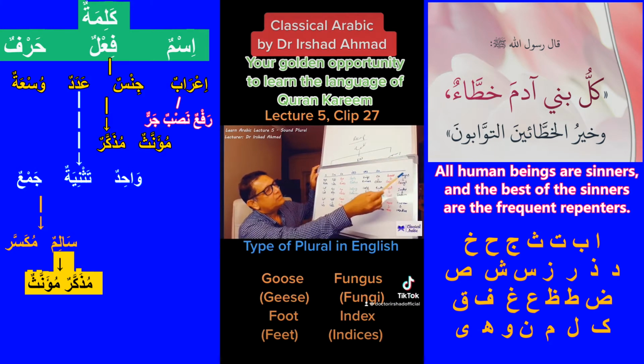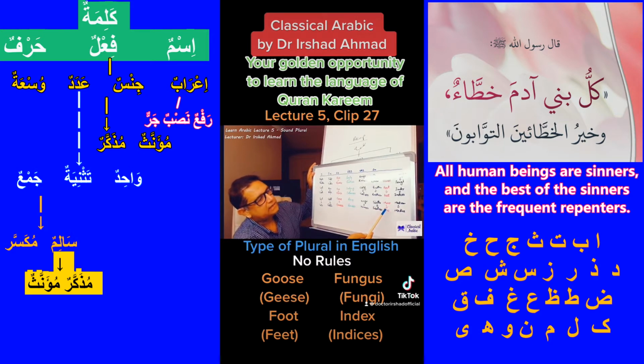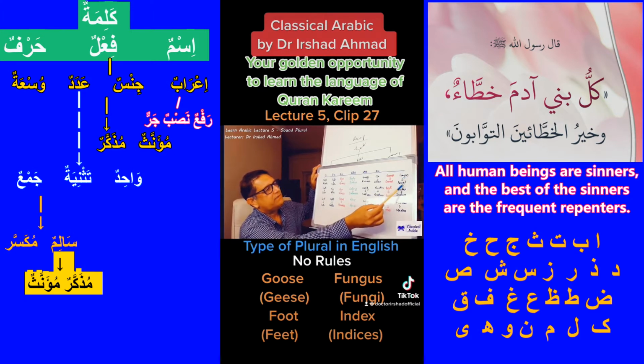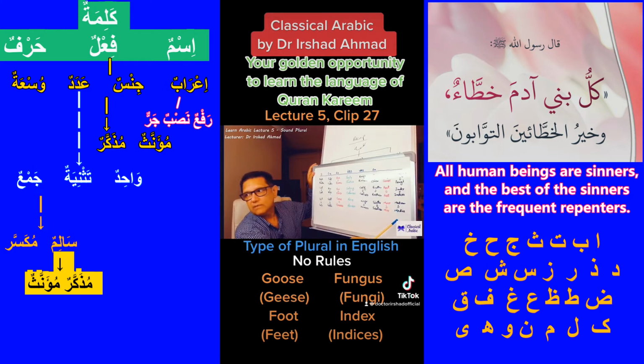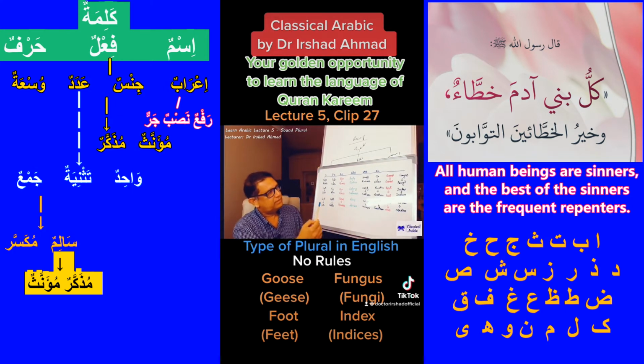Here there are no rules at all. Goose becomes geese, foot, feet, and mouse, mice. Again here fungus, fungi, index, indices, and medium, media. So if we look at the chart carefully, the simplest way of making plural is this, which is very easy. But then going in that direction, there are quite a few variants.